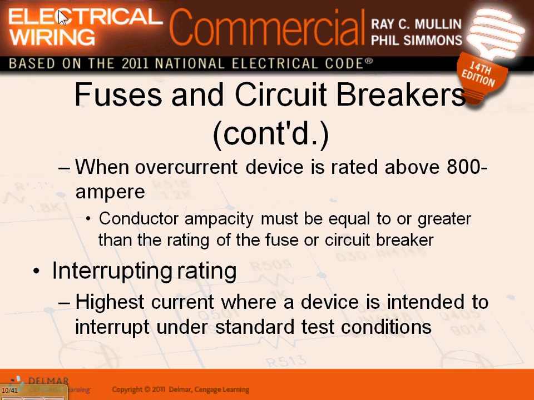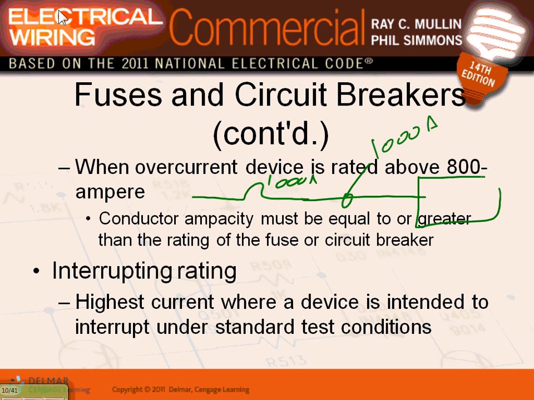Higher than 800 amps, take this. I have a 1,000 amp circuit breaker, and I have a panel here. Then the cable between them must be at least 1,000 amp. Make sense? And most likely the panel will be 1,000 amp. See, we start matching them. We said above 800 amp, we start matching them.